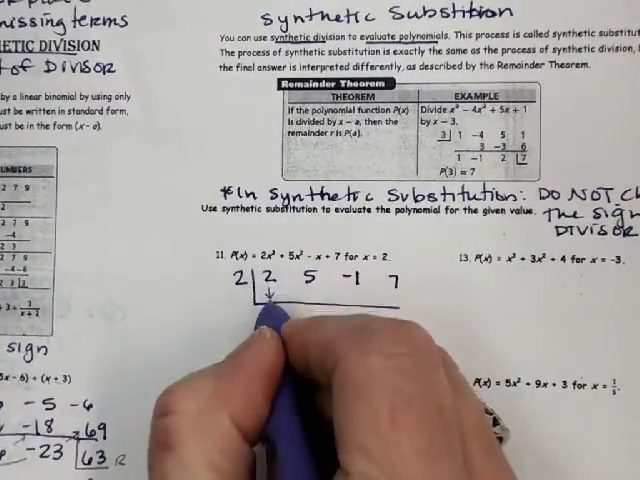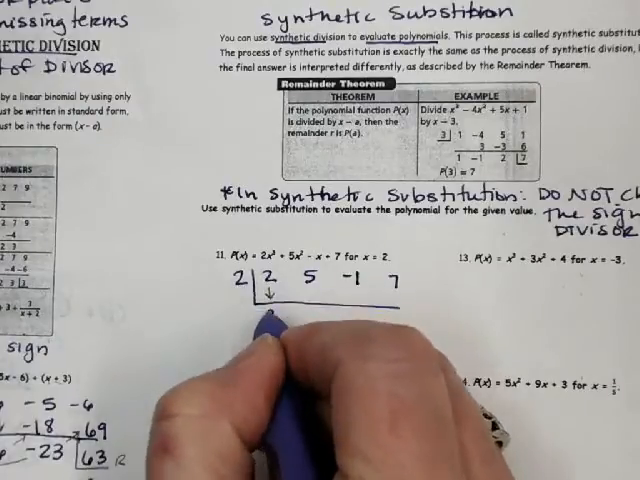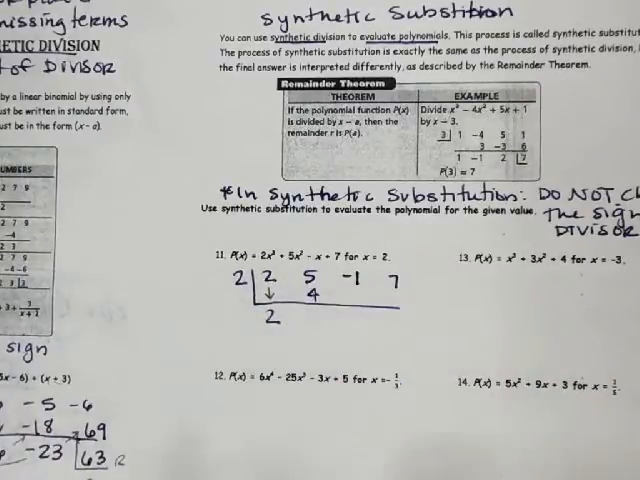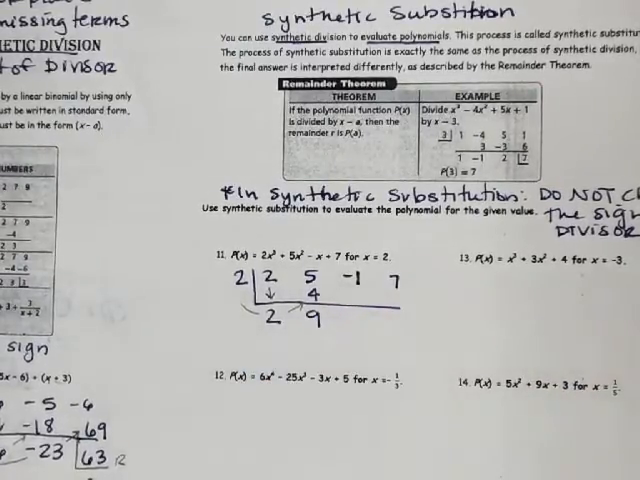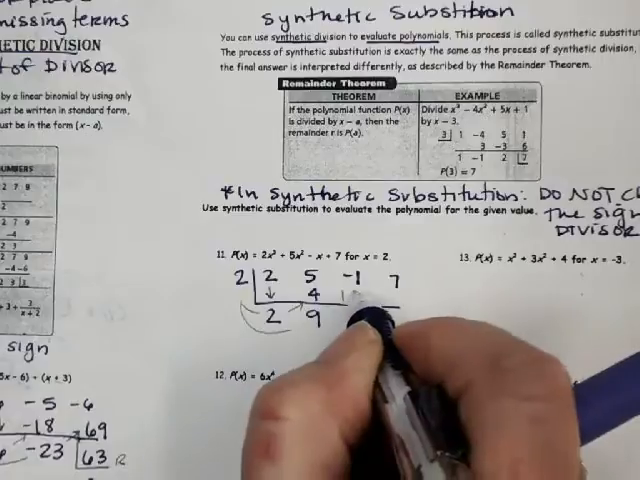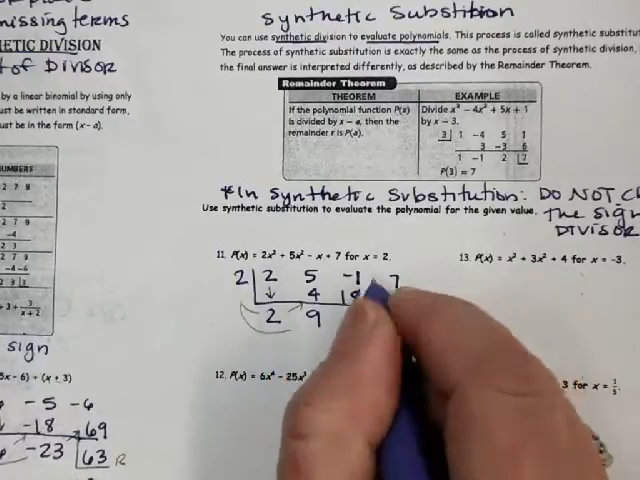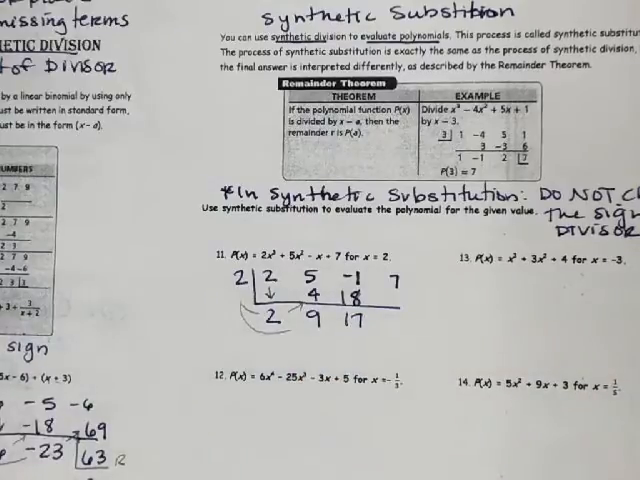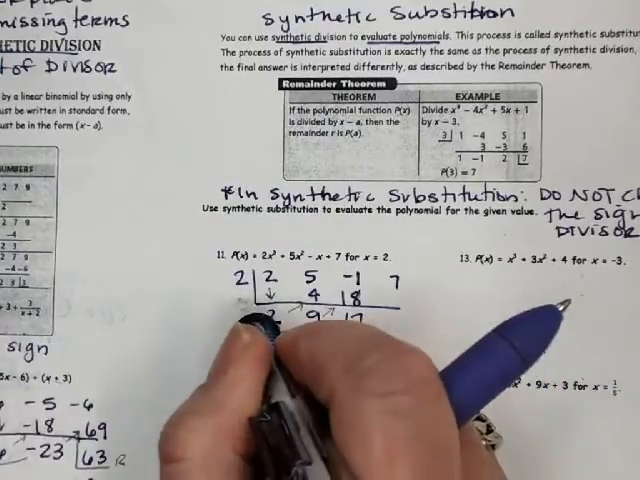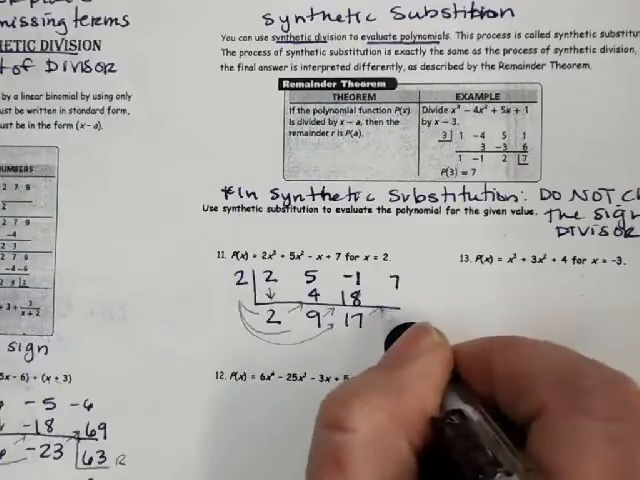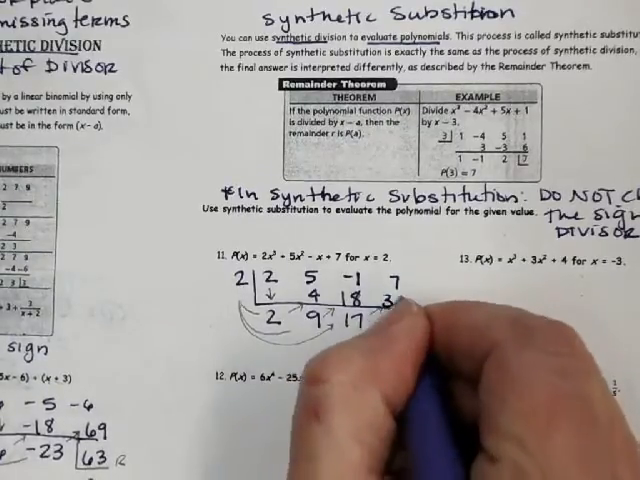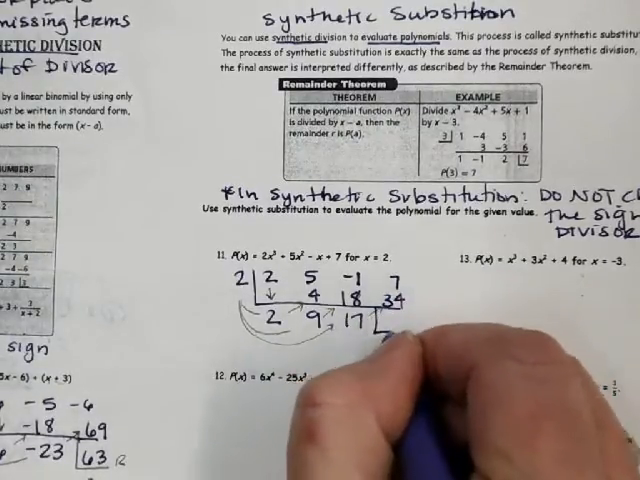You slide down that first number, you multiply, drop it up here. 2 times 2 is 4, 5 plus 4 is 9. 2 times 9 is 18. Negative 1 plus 18 is 17. Just put that up there. 2 times 17 is 34. And 34 plus 7 is 41.